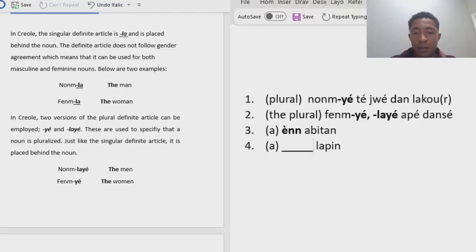Blank lapin. Blank rabbit. Pink dots, you're correct. Un lapin. A rabbit. I'm fighting this keyboard over that accent. I get you.